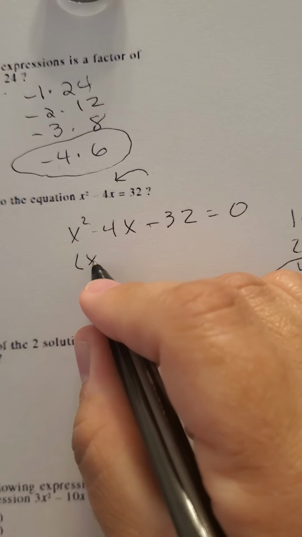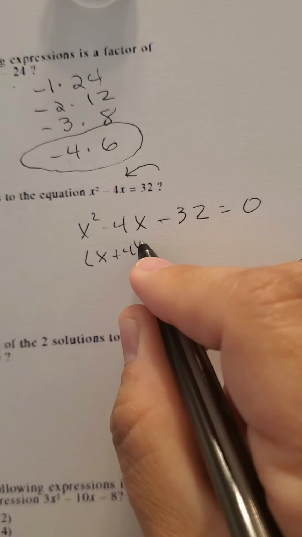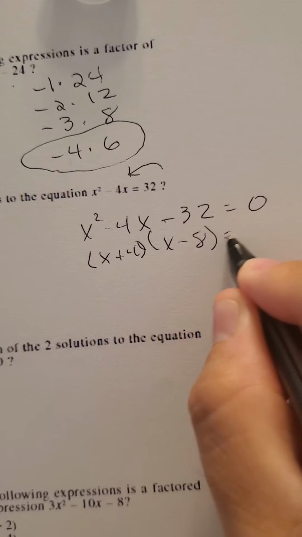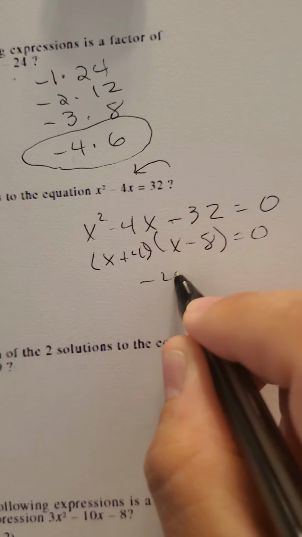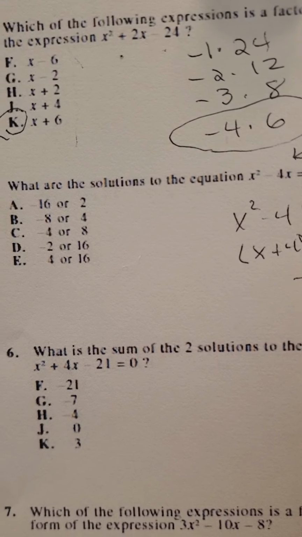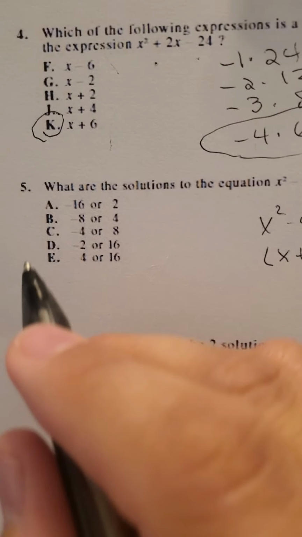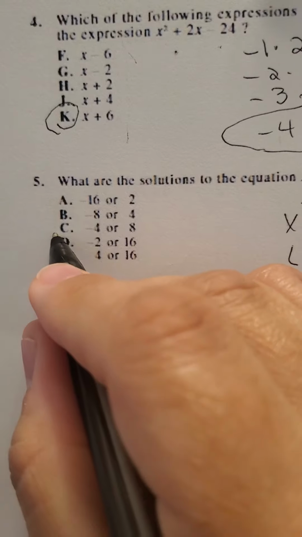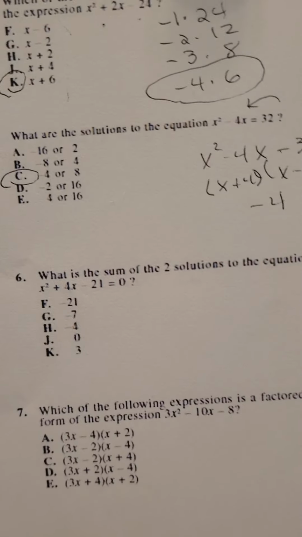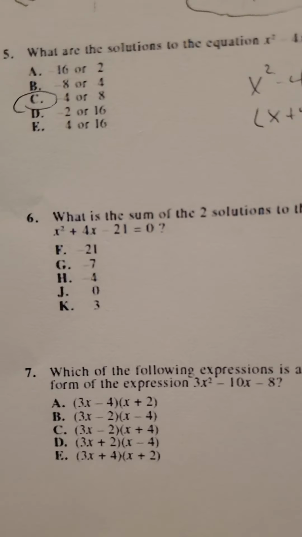So I have x plus 4 and x minus 8. So my solutions are negative 4 and 8. And so if I look over here, negative 4 and 8 is C. All right, these are real easy when it's x squared, okay? We'll get to the next ones here in a minute.